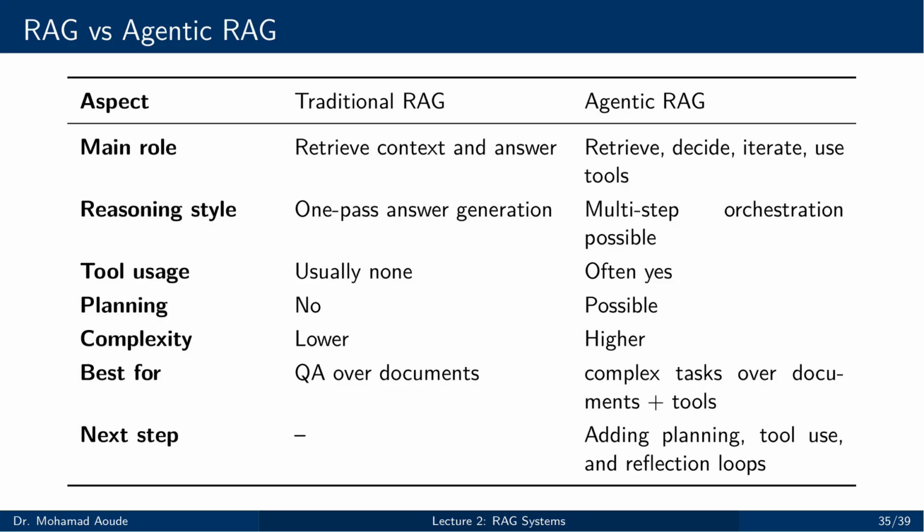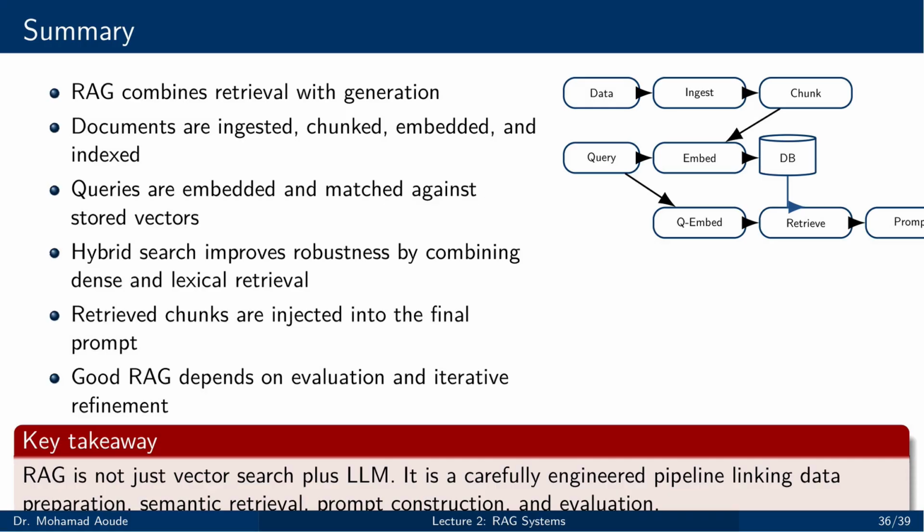This comparison is not about declaring one universally better than the other. It is about architectural fit. If the task is straightforward document-grounded question answering, traditional RAG may be entirely appropriate. If the task involves chaining retrieval with external tools, reflection loops, or intermediate decisions, a more agentic design may be required. So this slide helps students understand not only what RAG is, but where its boundaries lie in the broader AI systems landscape. Let us summarize the lecture.